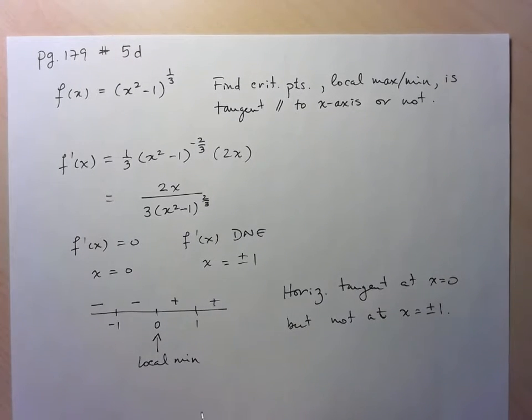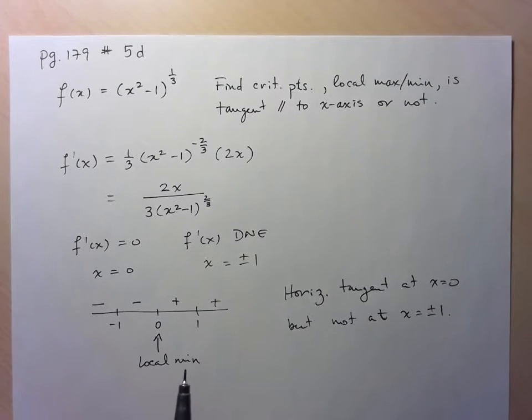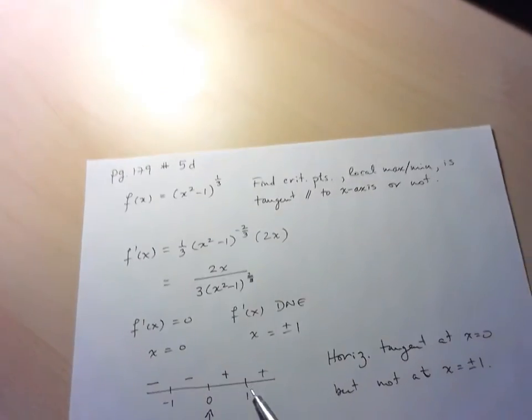Now the question is what kind of behavior do we have there? We know the derivative doesn't exist, but do we have a cusp there? Do we have just a point of inflection that has a vertical tangent at that point? If we wanted to investigate further, we'd have to use the second derivative, but I'll just show you quickly what the function looks like if you graph it.